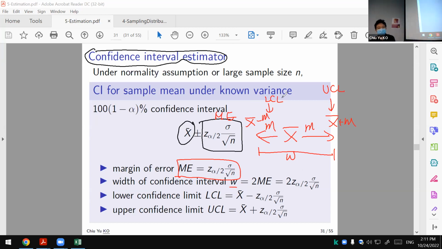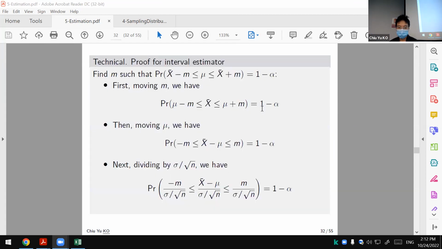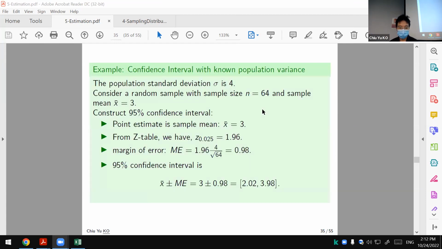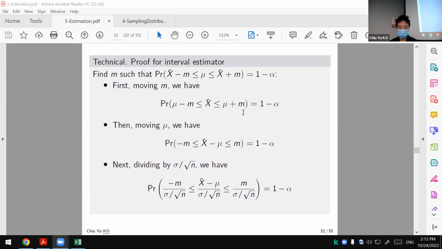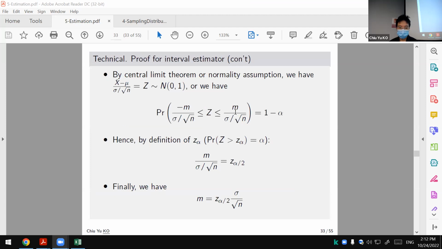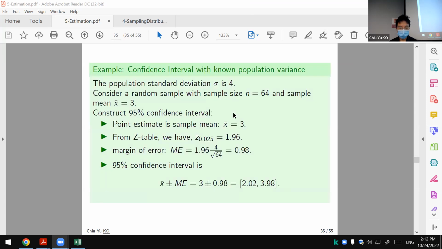Okay, so should I go to the proof? Maybe I go to the example first. I mean, next time I will go to the proof because I think the time is rather limited today. Okay. So that is the formula that we're going to use.